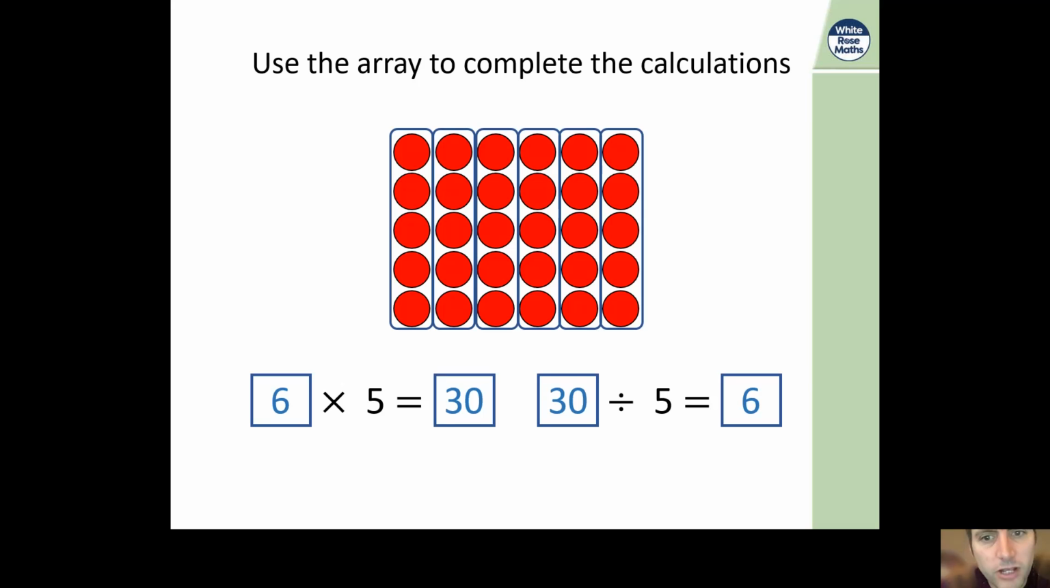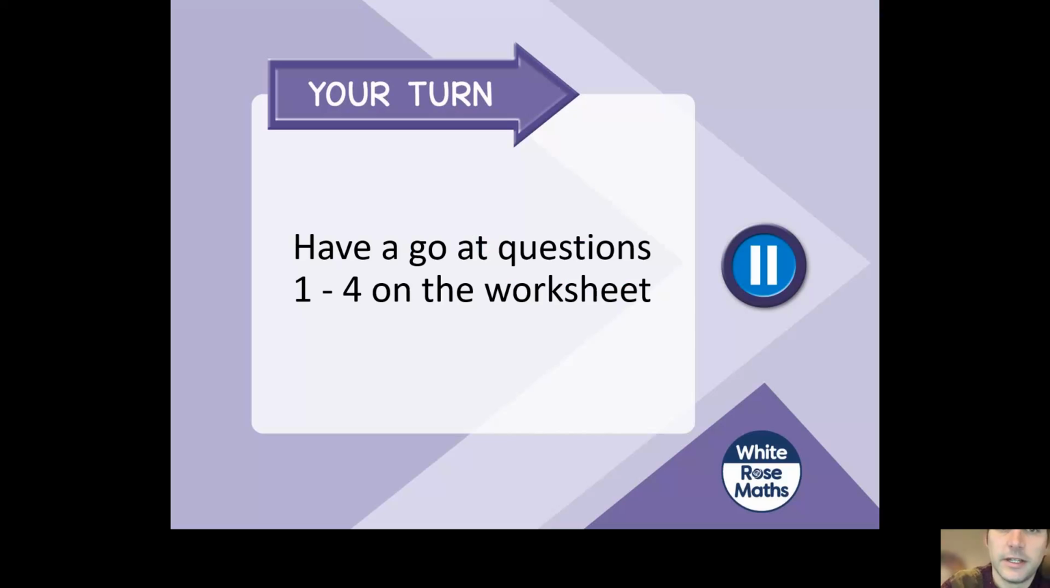And therefore, with that outcome, the 30, if we were to share it into 5 equal sections, each section would have 6 in. Okay, now on your worksheet, if you could now work through questions 1, 2, 3, and 4, please. Pause the video while you do that.